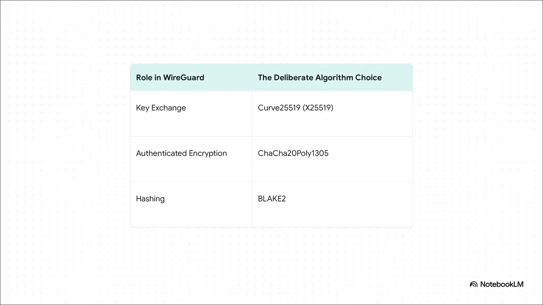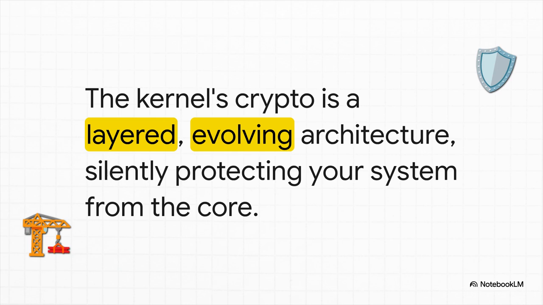WireGuard pulls off this amazing simplicity by being very opinionated. It doesn't try to support every algorithm under the sun. Instead, it deliberately chose a very small set of what are considered the best, fastest, and most modern cryptographic tools available, like Curve25519 for key exchange. This is the evolution of kernel crypto in action, choosing a few excellent, high-performance tools over a giant, sprawling collection of mediocre ones. So what's the big takeaway here?